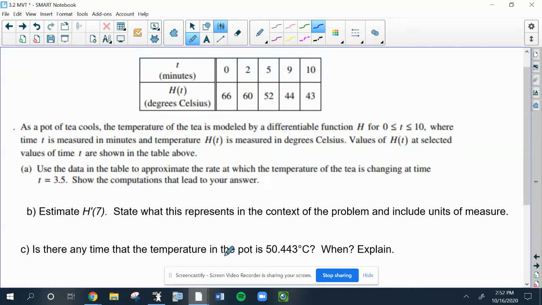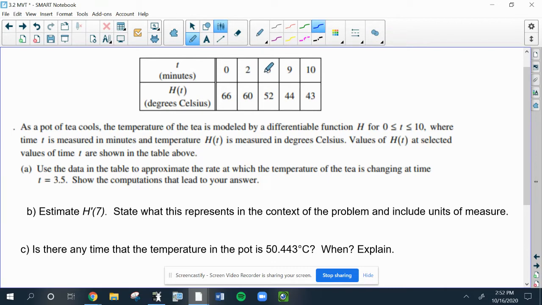So now we're going to apply the mean value theorem and the intermediate value theorem to a real world example. It's a very important real world example. It's a pot of tea cooling. So this chart shows various temperatures taken as a pot of tea cools, and it's modeled by a differentiable function, h, where these are the temperatures and these are the times.